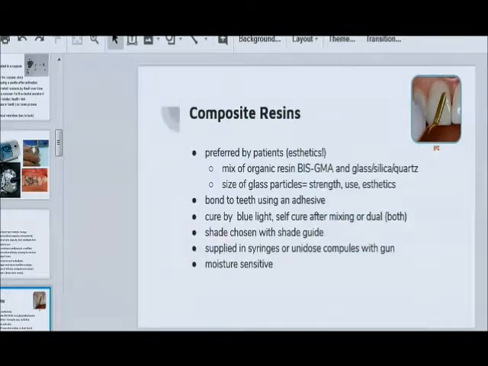So almost all composites are light cured. Some can be mixed together and will harden by themselves, which we call self-cured. But most of the time we're using light cured these days. We choose the shade and then we are going to apply it to the tooth. They're very moisture sensitive.